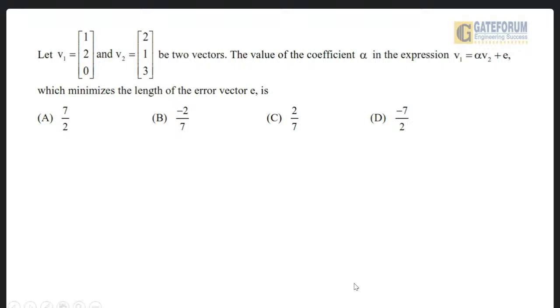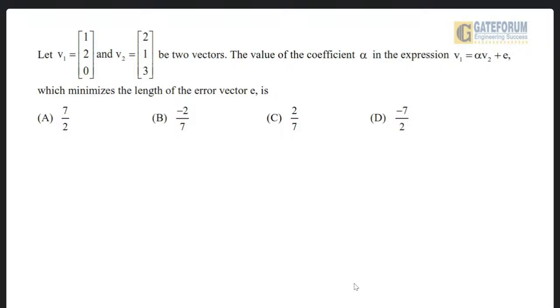Everything is clear. So now first I am going to discuss one question left in EC stream, GATE 2023. The question is: let V1 is equal to column matrix 1 2 0 and V2 is equal to column matrix 2 1 3 be two vectors. The value of the coefficient alpha in the expression V1 is equal to alpha V2 plus E, which minimizes the length of the error vector E, is ABCD options given.